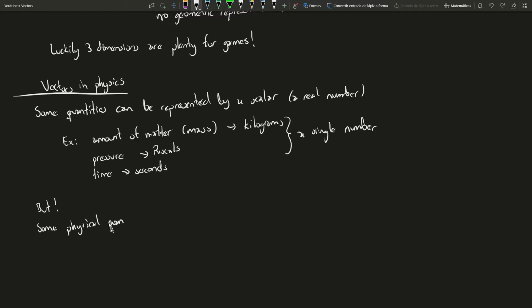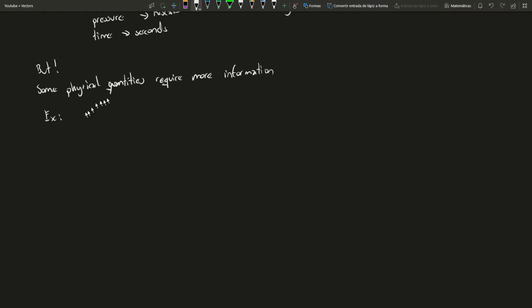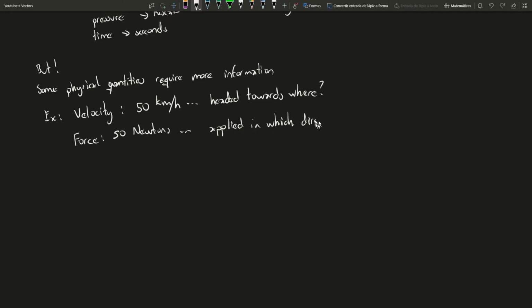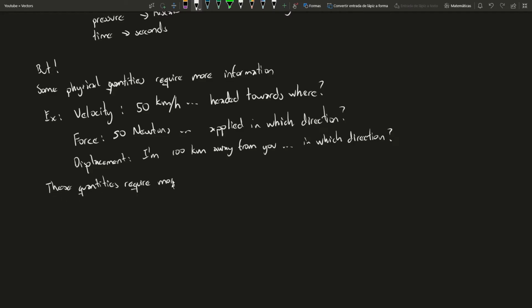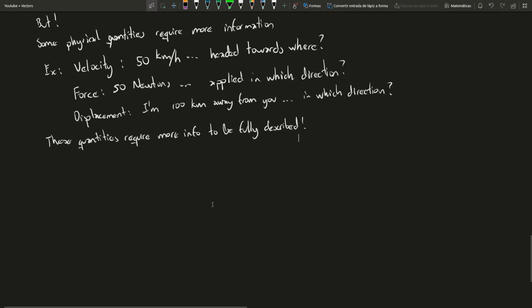Now, here comes the interesting bit. There are some physical quantities that require more information. Let me give you a few examples. The car is moving at 50 kilometers per hour, but where is it heading to? A force of 50 newtons. Applied in which direction? I'm 100 kilometers away from you. Okay, but in which direction? All of those sentences are incomplete. They're ambiguous. In order to make them clear, more information is needed.